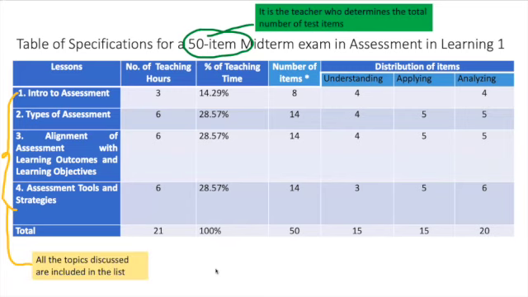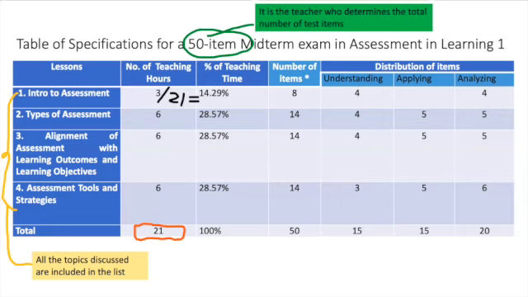For the next column, it's the number of teaching hours. I taught lesson 1 for 3 hours. I taught lesson 2, lesson 3, and lesson 4 for 6 hours each, with a total of 21 teaching hours. The third column is percentage of teaching time. To determine the percentage of teaching time for lesson 1, I just divided its corresponding number of teaching hours, which is 3, by the total number of teaching hours, which is 21. And I got the answer, 14.29%.